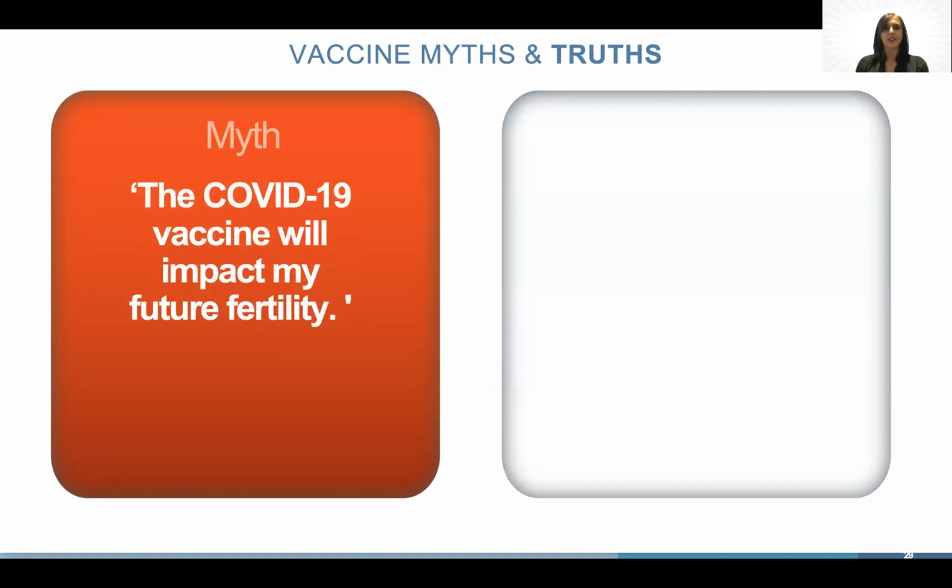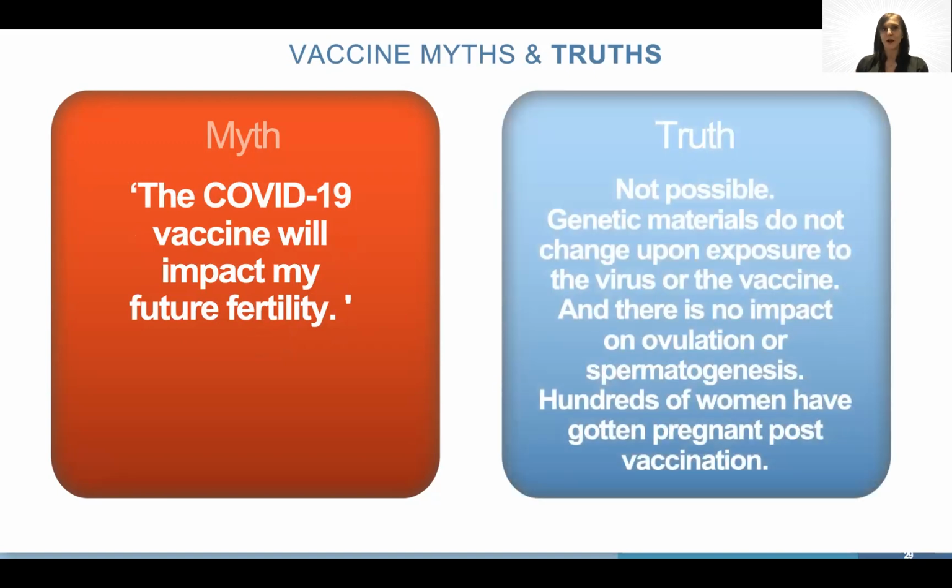What's another myth? The COVID-19 vaccine is going to impact my fertility. This is again simply not possible. Your genetic material is never going to be altered by these vaccines, or even by the virus. There's no impact on your ability to ovulate or create eggs, or your ability to create sperm, what's called spermatogenesis. Hundreds of women have gotten pregnant after having had the vaccine during the clinical trials and subsequently, and hundreds, if not thousands, of men have also been able to impregnate women after they too have been vaccinated.